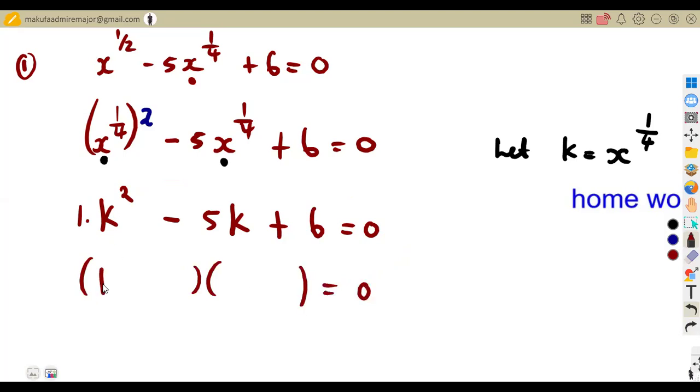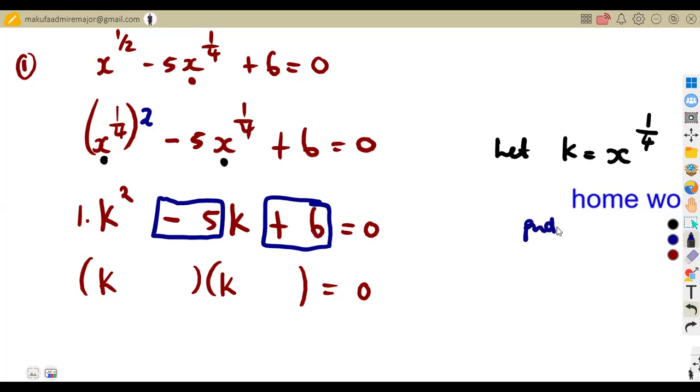We can have a K here and another K, so that K times K is going to give us 1K squared. Then we consider this part, positive 6. We've got a positive 6 here, which is our constant. What are the factors of this positive 6? But they are supposed to give us what? A negative 5.